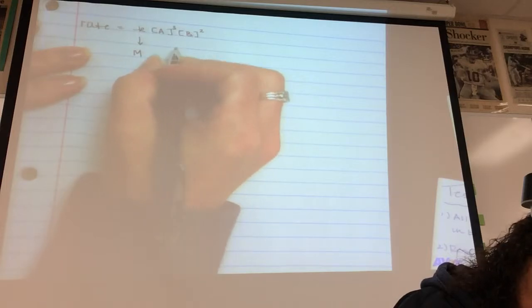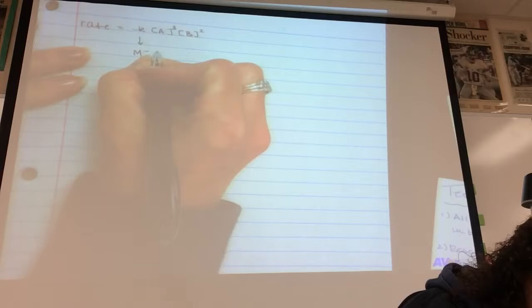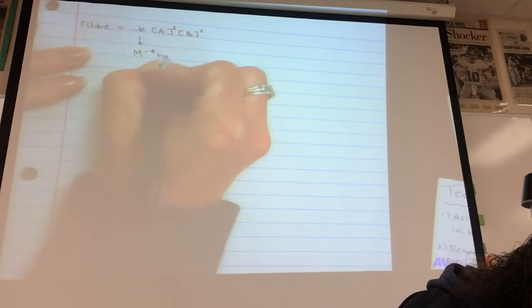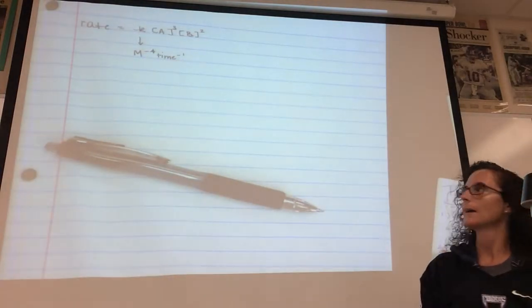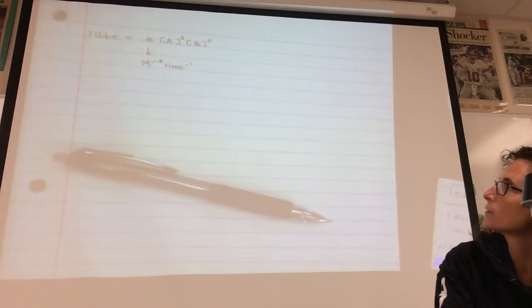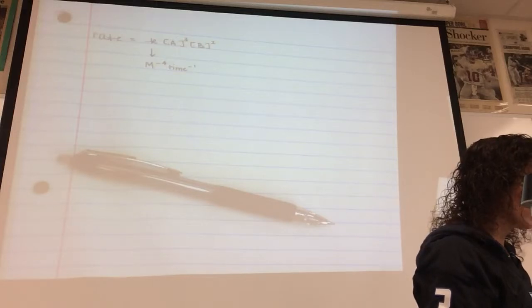1 minus overall order would be? How about 1 minus 5 is? -4. And then time to the -1. So that would be your units of K, and that is very commonly asked. So you really want to make sure you're comfortable with units of K. We see that very often.